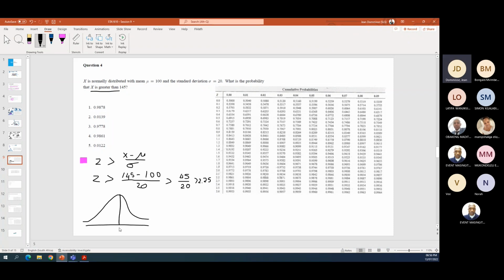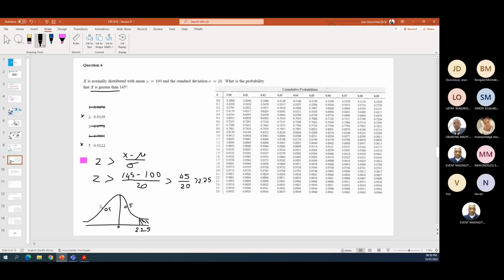Okay, so Z bigger than 2.25. It is that area that we need to work out. That whole area is 0.5. I know that the area I'm looking for is smaller than 0.5, so that can't be an option, that can't be an option, that can't be an option. So for this one, we're actually only sitting with 2.